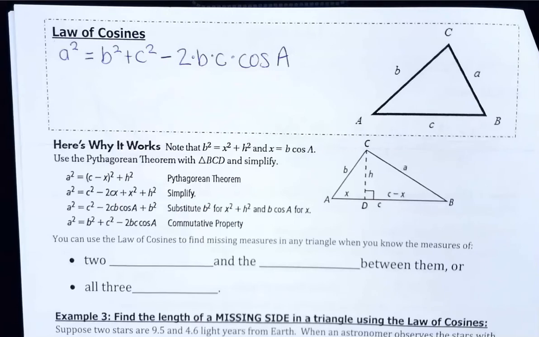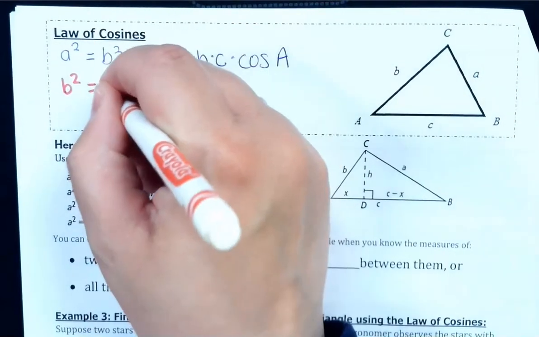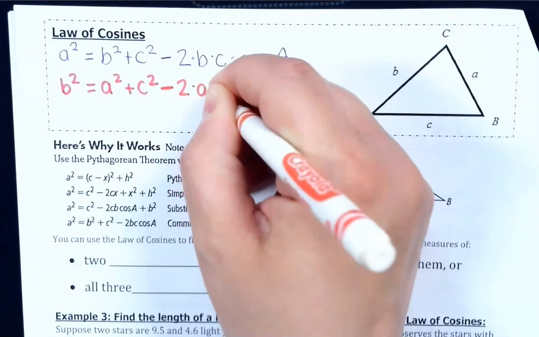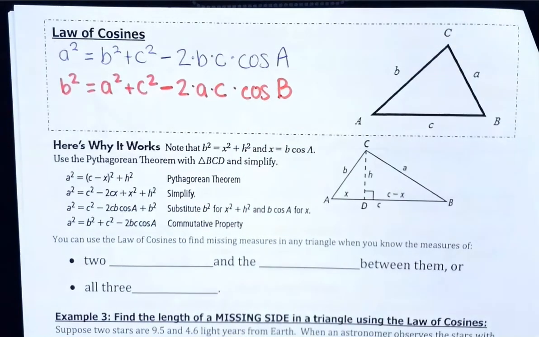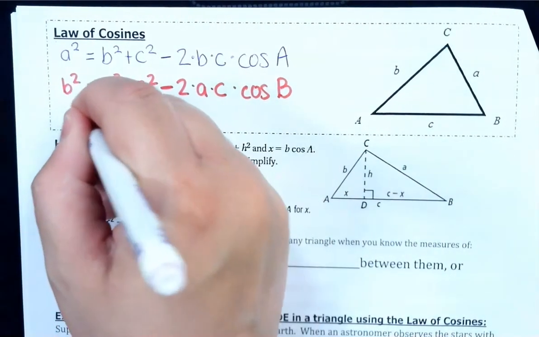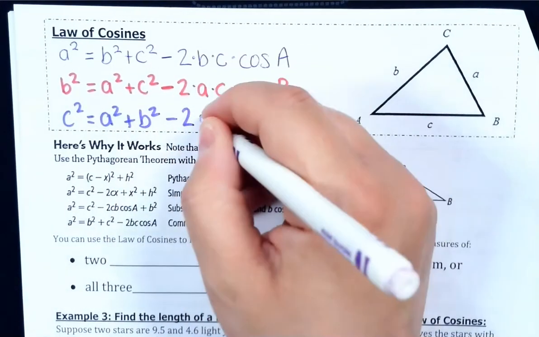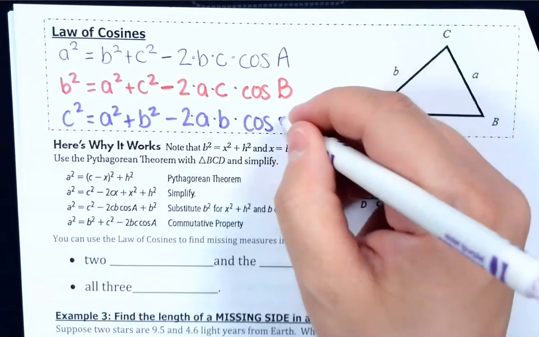Okay, my next option, let me grab a different color. Let's say I wanted side b. So b squared is a squared plus c squared, the other two sides, minus 2 times the other two sides, times the cosine of the angle across from the side you're trying to find. So they all follow the same pattern. All right, and then finally we can do one for c as well. So c squared is going to be a squared plus b squared minus 2, the other two sides, a times b, and then times the cosine of the angle across from the side you're going to find.